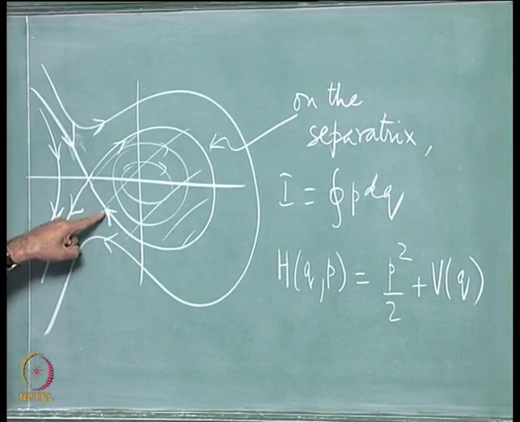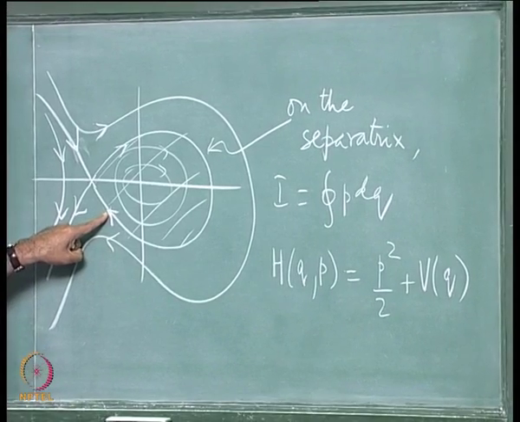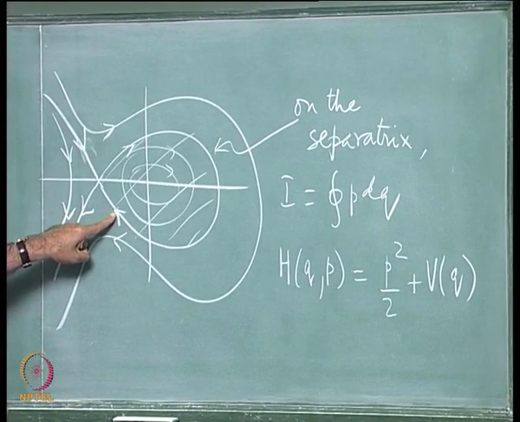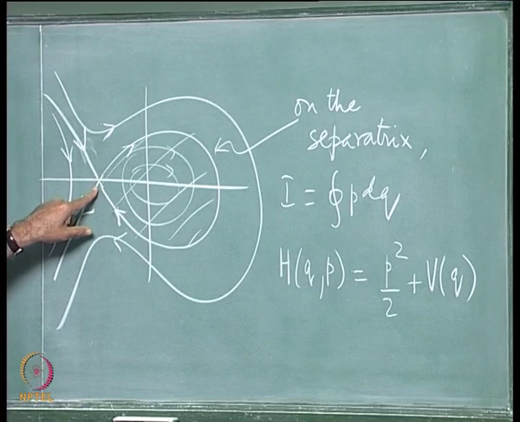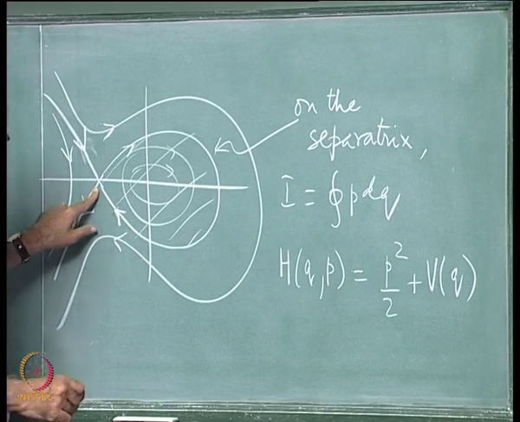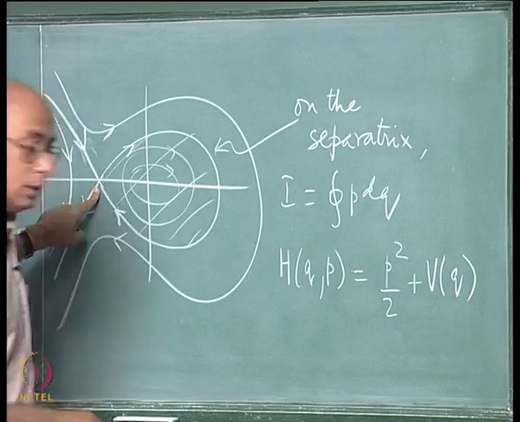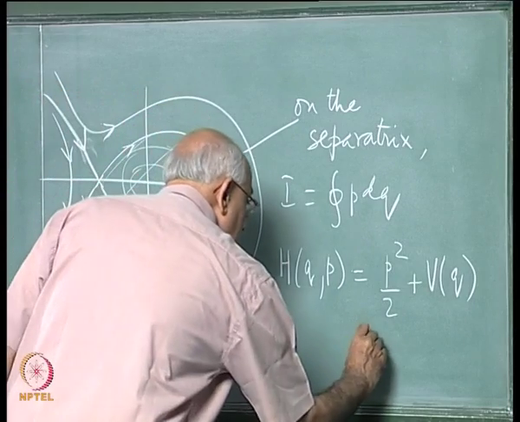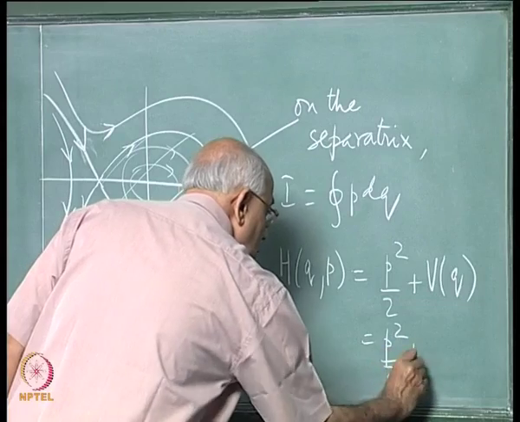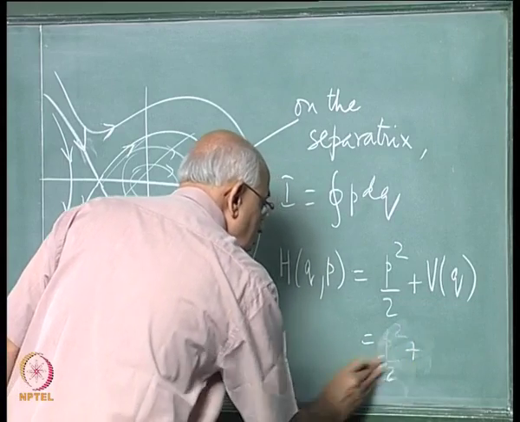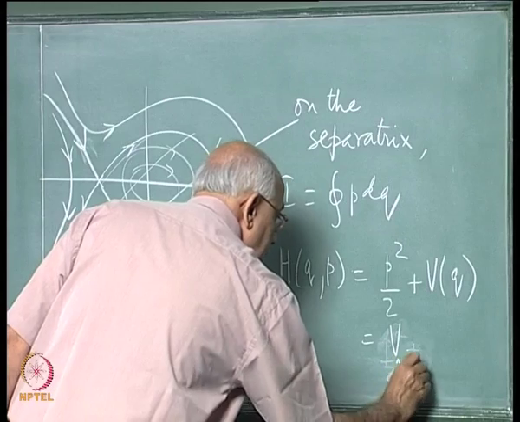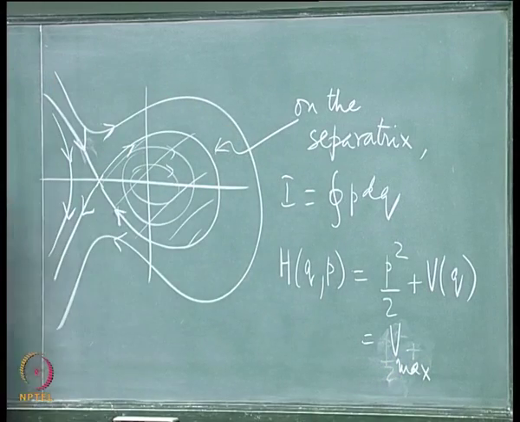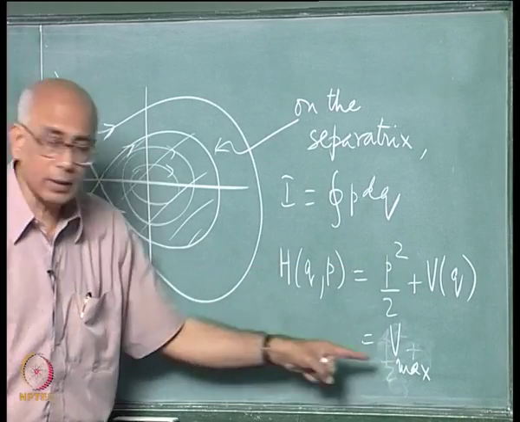And on the separatrix, the Hamiltonian had a very specific value, which corresponded to an extremum of the potential, the maximum of the potential. If I call that V max, this was also equal to p squared over 2 plus V of q, and this was equal to V max, the numerical value of the potential energy at its maximum. And this is the equation to the separatrix.